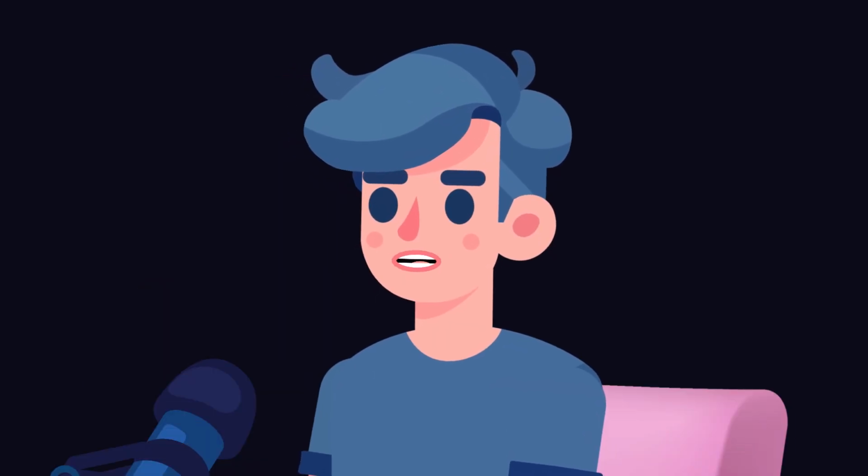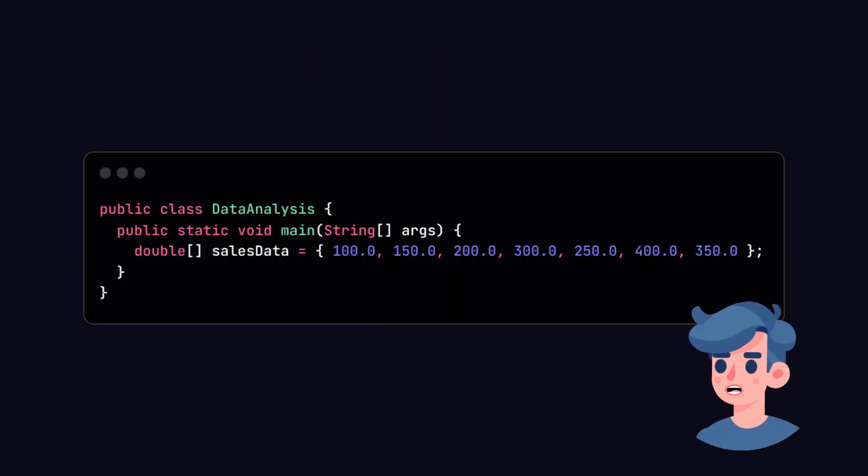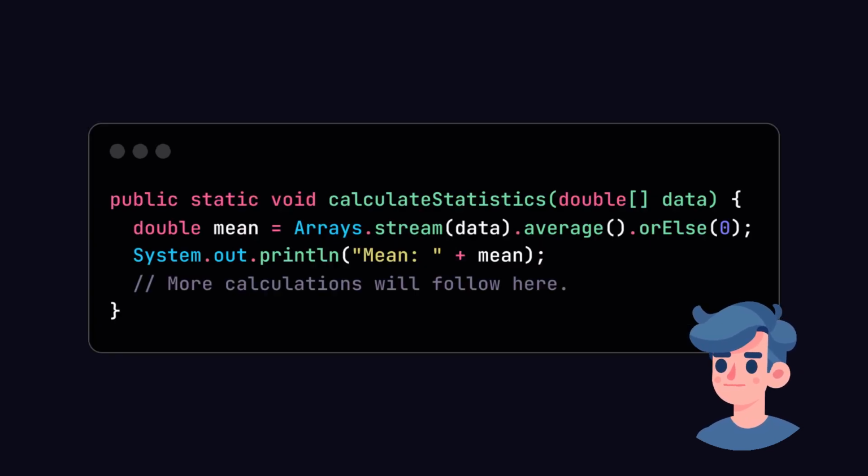Right-click on the src/main/java folder, select New, then Java class, and name it Data Analysis. Inside our Data Analysis class, we'll be loading some sample data. For simplicity, let's use an array of numbers representing some hypothetical sales data. Here's how to set it up. Our sales data array is now initialized.